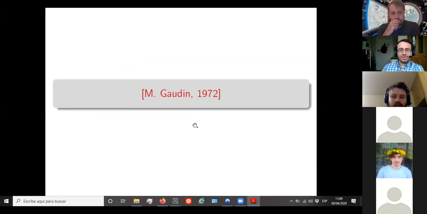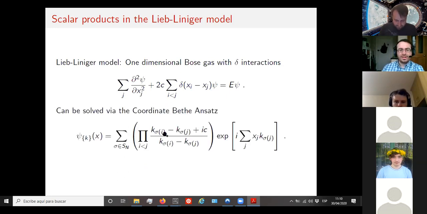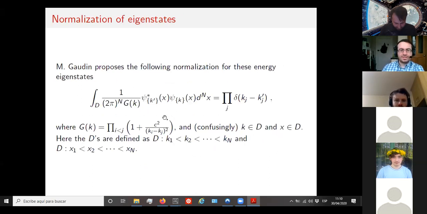So let me go with the Gaudin paper of 1972. Apart from the six-vertex and eight-vertex models, he studied in this book the Lieb-Liniger model, which is a one-dimensional Bose gas with delta function interactions. Basically, this is a Schrödinger problem, and you can solve it using the coordinate Bethe ansatz. You find the usual form, the plane wave parts, the sum over symmetric combinations of the momenta, with this prefactor here that is related to the S-matrix. And of course, he gives this formula for the normalization of those eigenvectors, with this G here being what we today know as the Gaudin determinant, although it's still written in the form of a product.